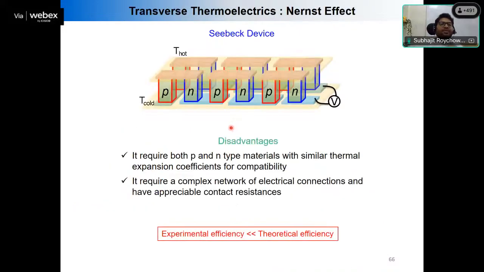So now comes why transverse thermoelectric is important. Because the conventional Seebeck device requires p and n type legs, which have to be connected electrically in series and thermally in parallel. So as a result, as you see, we always get a lower experimental efficiency than the theoretical efficiency.